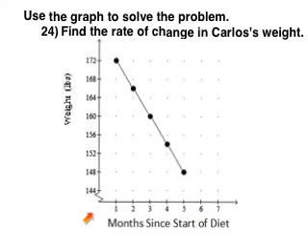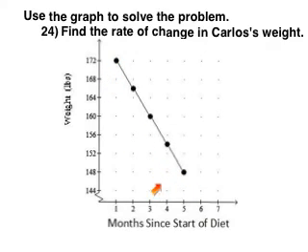Okay, the other thing is, it says find the rate of change in Carlos's weight. The rate of change is the slope. This is Carlos's weight. These are the months going by. The rate of change will then be in pounds per month. Pounds per month. And so the way we find the slope is we have to pick points that are strategic for us.